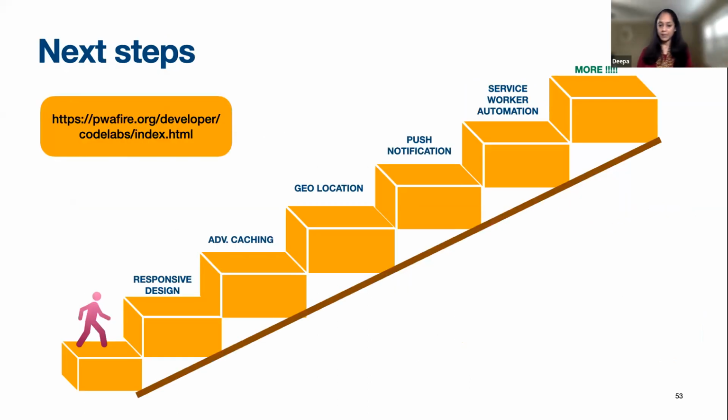So what are the next steps that you would take? Start with progressive design. We talked about 3 caching strategies, right? I showed you static, there's dynamic. You can also do a fallback. There are a lot of tutorials.